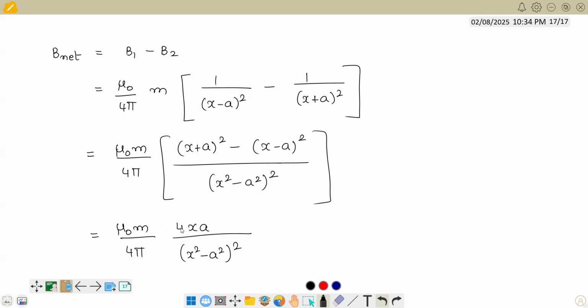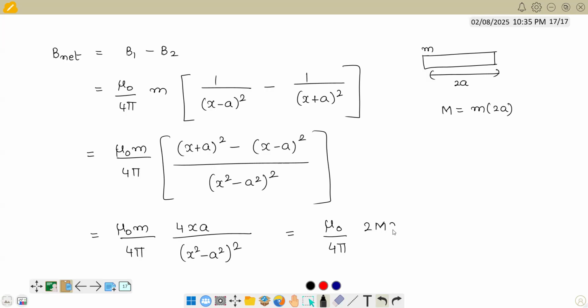And we know what is 4xa. We know for the given bar magnet of magnetic pole strength m and length 2a, magnetic dipole moment is equal to m into 2a. So I can write this formula as mu naught by 4 pi into 2Mx divided by x square minus a square whole square. This is the magnetic field on the axial point.